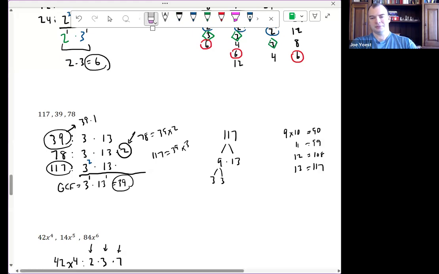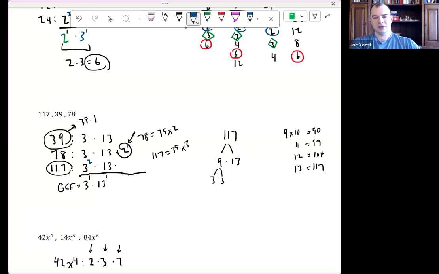My 13's, they're all 13 to the first, so that's 13 to the first. My 2's column, really I see I have like 2 to the first, 2 to the 0, 2 to the 0. This is like 2 to the 0. I put 2, and what's the smallest power? 0. I still have 3 times 13 as my greatest common factor.